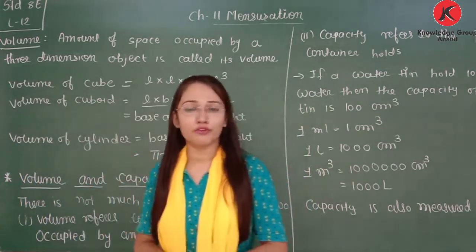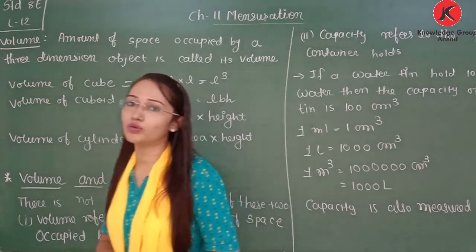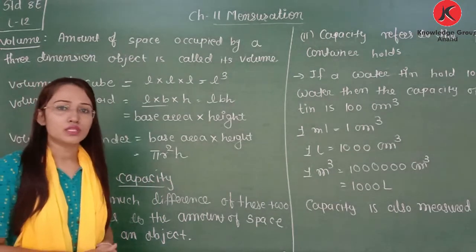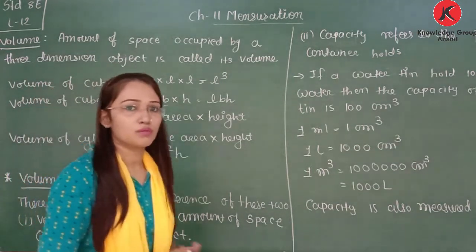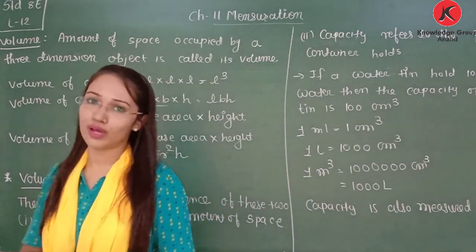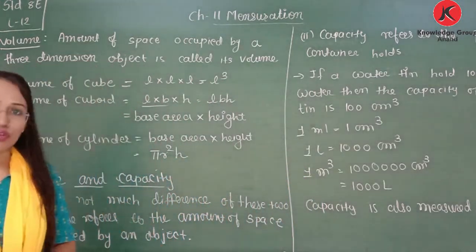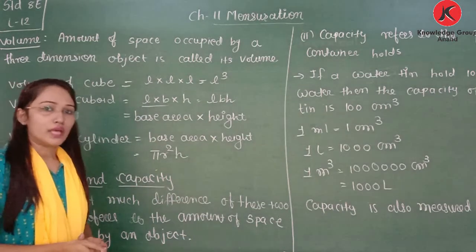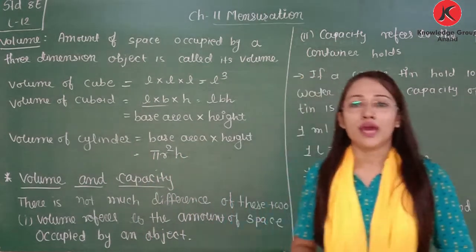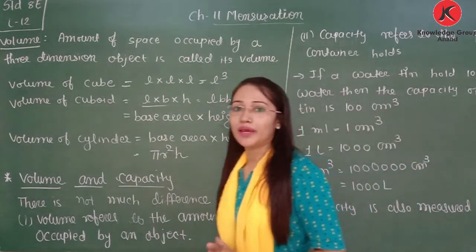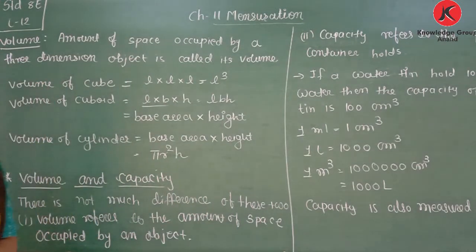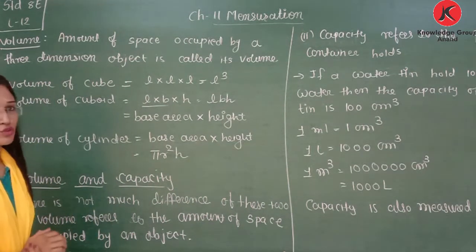Also, there are some differences in the equation if it is about the lateral surface area. If we are considering only the outer surface area and removing the top surface and bottom surface, then for a cube the lateral surface area is 4L square. For a cuboid, it is 2h inside the bracket b plus l. Now, the lateral surface area for a cylinder is 2 pi r h.